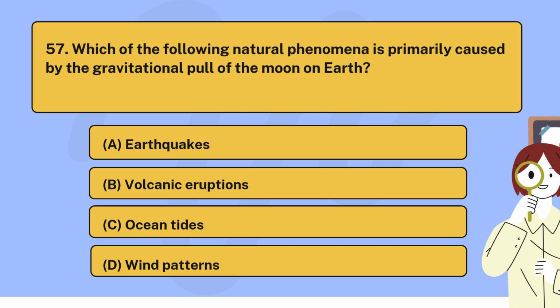Question 57. Which of the following natural phenomena is primarily caused by the gravitational pull of the Moon on Earth? A, earthquakes. B, volcanic eruptions. C, ocean tides. D, wind patterns.